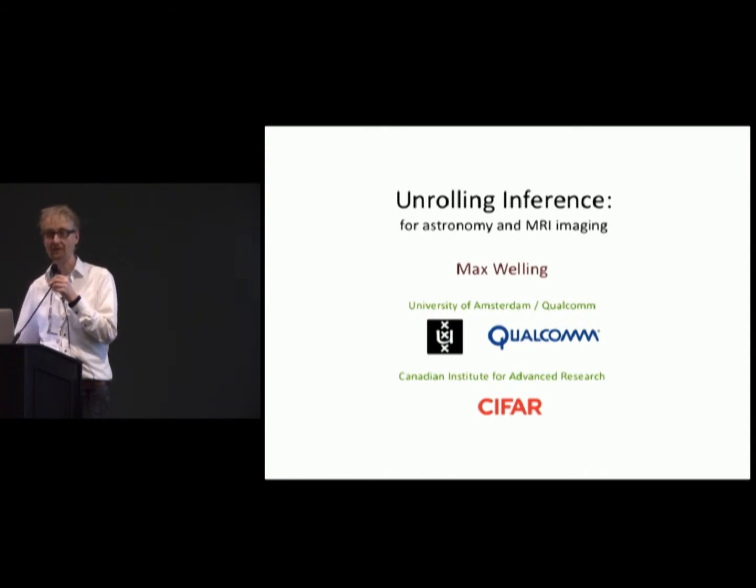I'll be talking about a technique called recurrent inference machine. That's basically a deep learning technique for doing inference in a graphical model. And I'm going to apply that to two exciting topics. One of them is astronomy, so trying to reconstruct radio images of the sky from measurements from collections of antennas called the Square Kilometre Array, which hasn't been built yet but is going to be built, and LOFAR. And also to MRI imaging. And it turns out these two problems are extremely related.